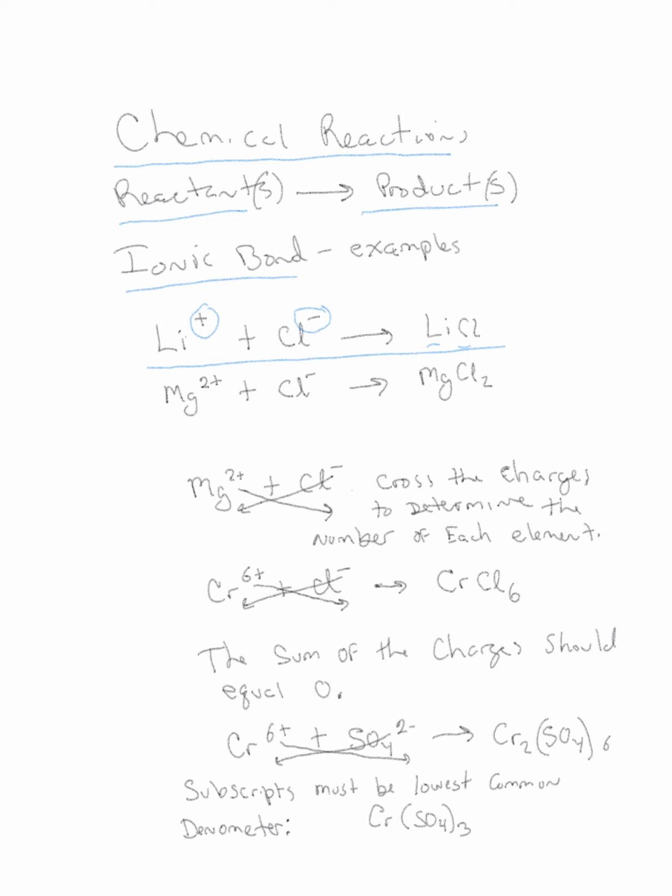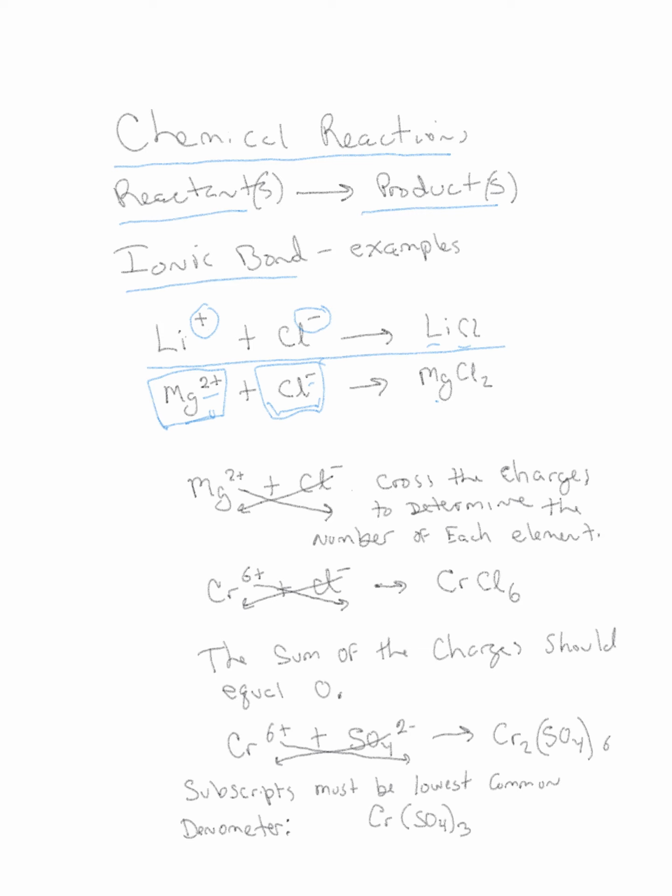So how do I know how many of each I want to use? Well, let's look at magnesium. Magnesium has a positive 2 charge. Chlorine has a negative 1 charge. When I bond them together, how do I know how many I want to have? I need to equalize the charges. In order to cancel out the charges, if I have 1 magnesium, I need to have 2 chlorines to equal the charges. And I have magnesium chloride, MgCl2.